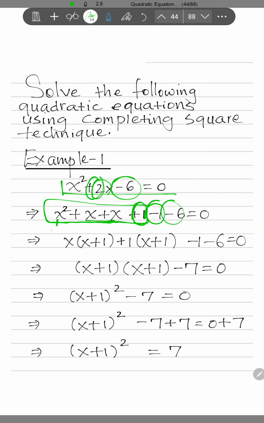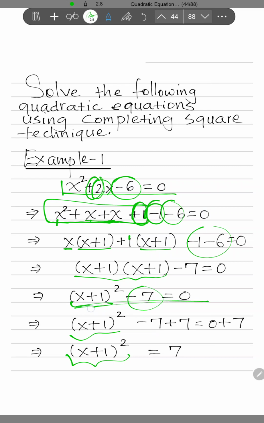So here we have x squared and x. Take 1x, and it is x plus 1. Put x plus 1 here and 1 here. This is x plus 1, the whole square. This part, minus 1 minus 6 is minus 7. So x plus 1 the whole square minus 7 is equal to 0. When we move 7 to the other side, by adding plus 7 on both sides of the equality sign, we simply change the sign of negative here into positive. x plus 1 the whole square is equal to 7.